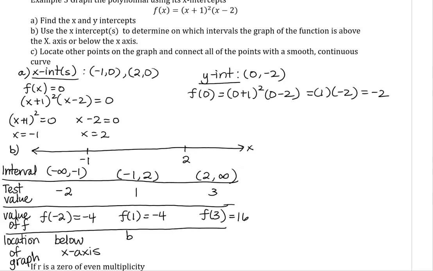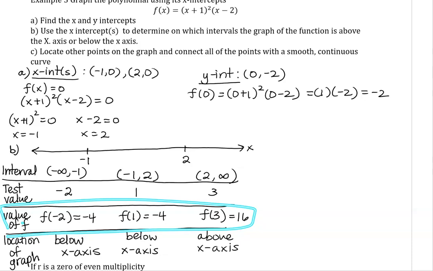Again, a negative value coming out for our test value when we plugged it in means that we are below the x-axis. And then finally, when we plugged in 3, we got out a +16, which would indicate that we are above the x-axis. Notice that these test values, plugging them in, also gives us points that are on the graph, right? So now we definitely know that the point (-2, -4) is on the graph, (1, -4) is on the graph, and the point (3, 16) is on the graph. And so now we're able to use this information to graph the function.